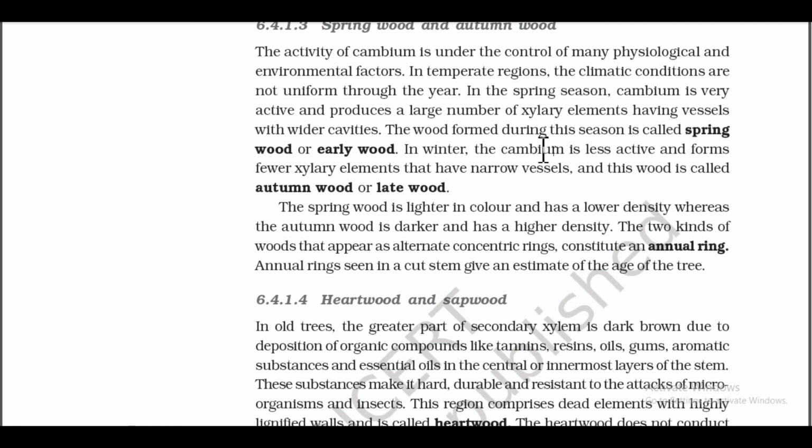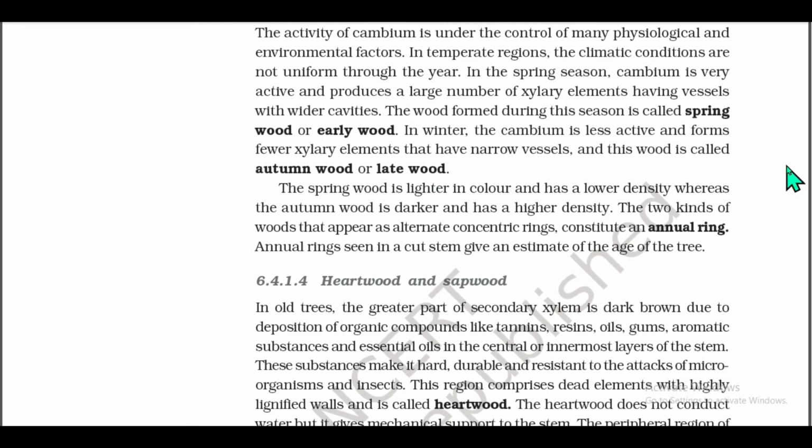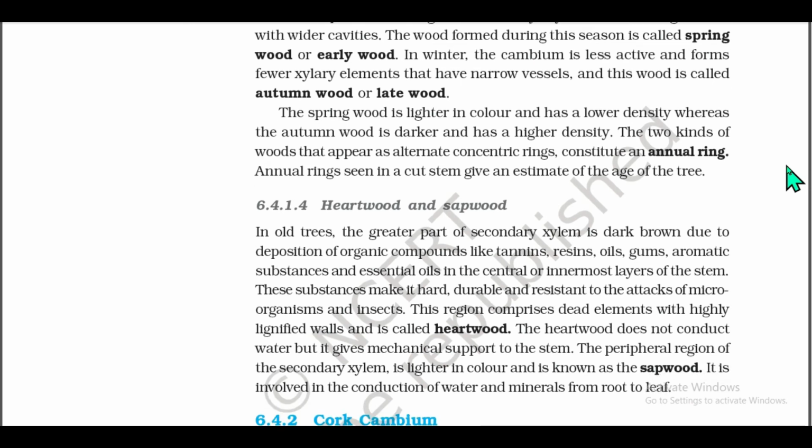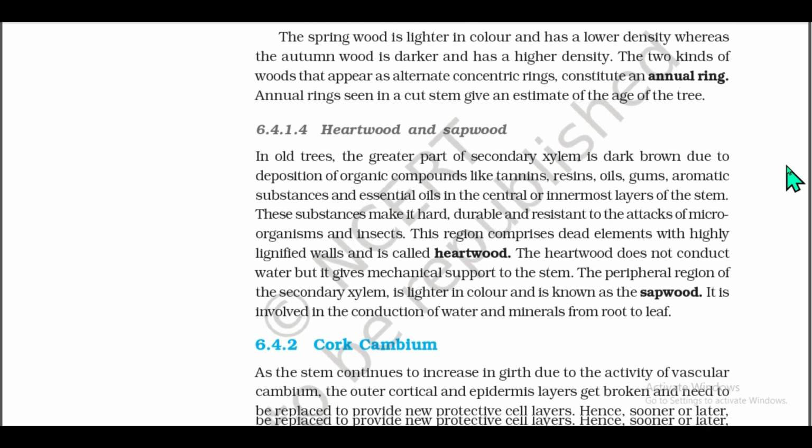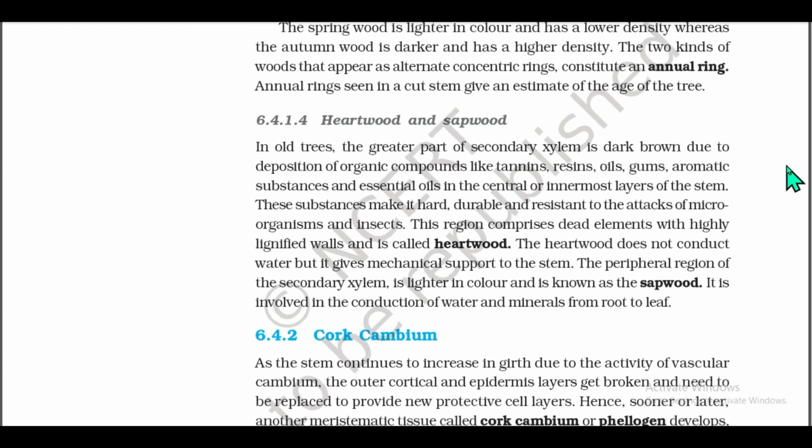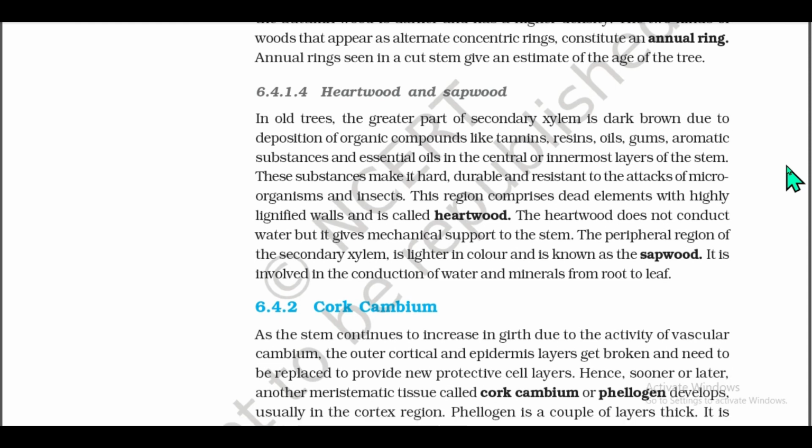In winter, the cambium is less active and forms fewer xylem elements that have narrow vessels, and this wood is called autumn wood or late wood. The spring wood is lighter in color and has a lower density, whereas the autumn wood is darker and has a higher density. Two kinds of woods that appear as alternate concentric rings constitute an annual ring. Annual rings seen in a cut stem give an estimate of the age of the tree.